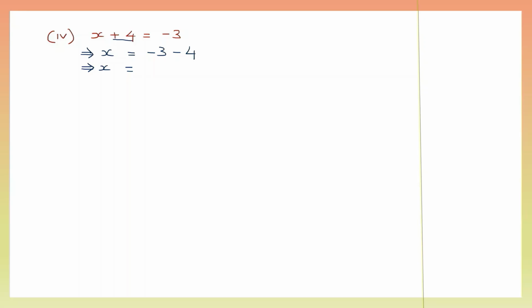Now let's find the value of x. Minus 3 minus 4. Signs are the same. Put the same sign and add. 3 plus 4 is 7.